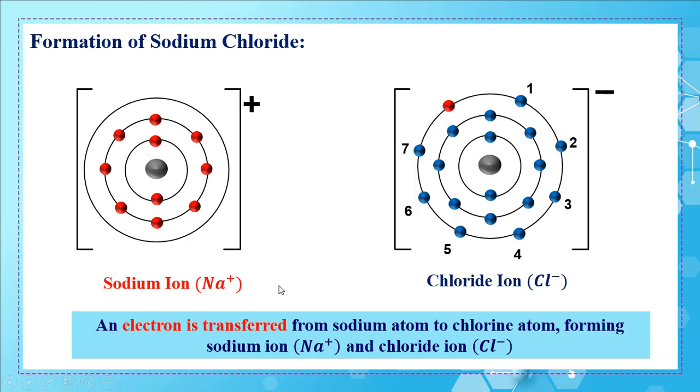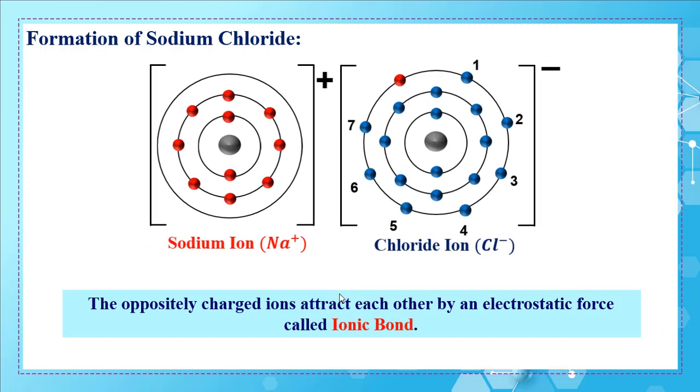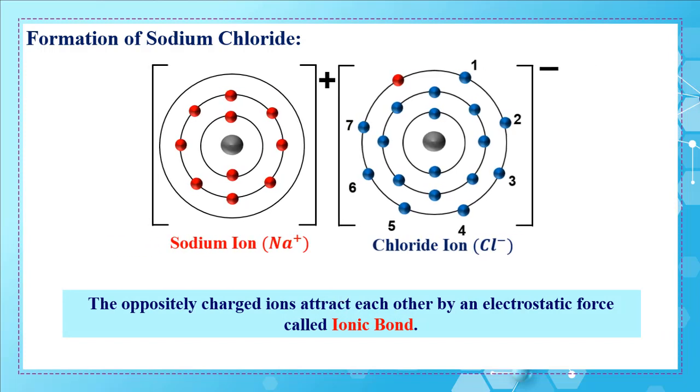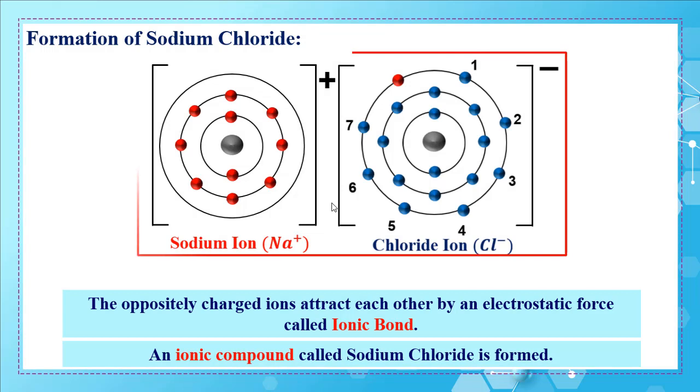The two ions Na+ and Cl- have opposite charges. Therefore, they will be attracted to each other because they are oppositely charged, forming an ionic bond. This compound formed by these two ions is called an ionic compound. So an ionic compound is a compound formed from two oppositely charged ions that are attracted together by an electrostatic force called an ionic bond.